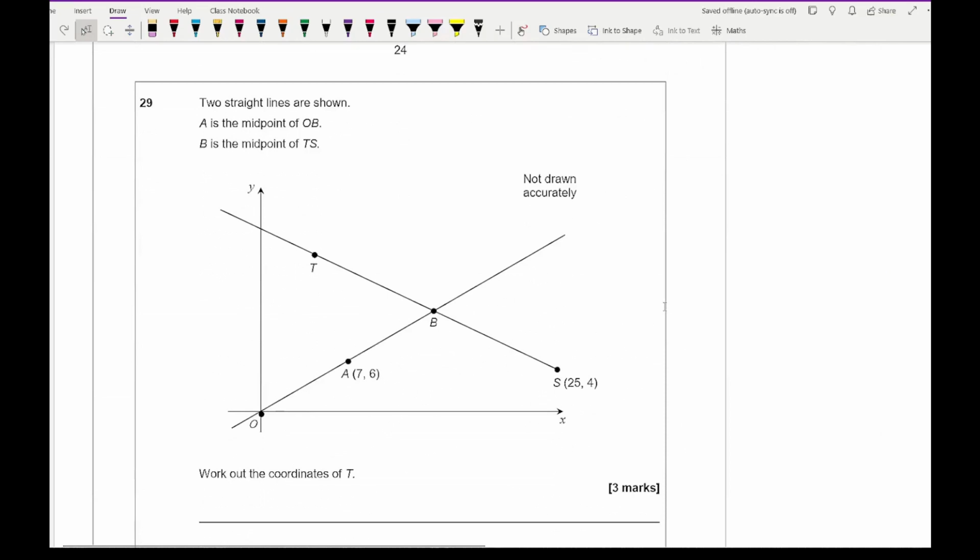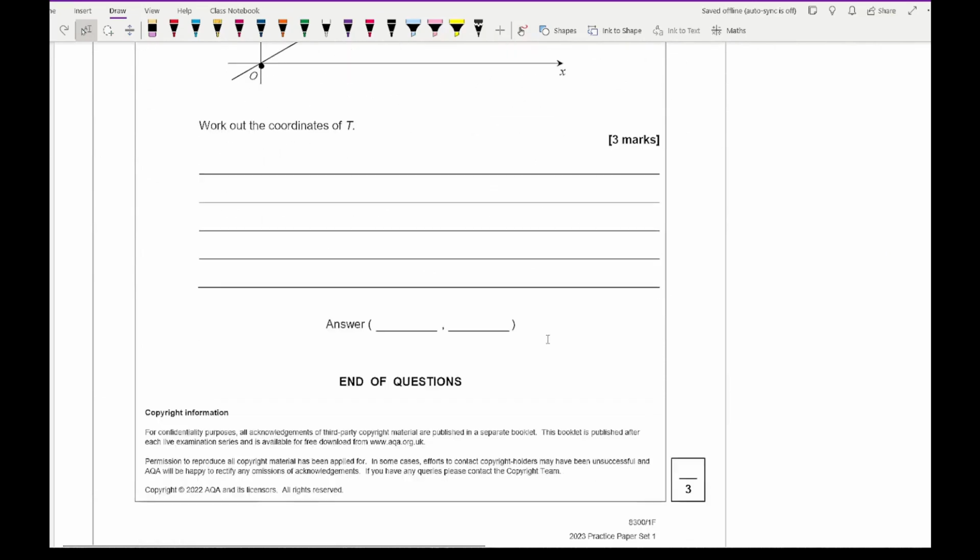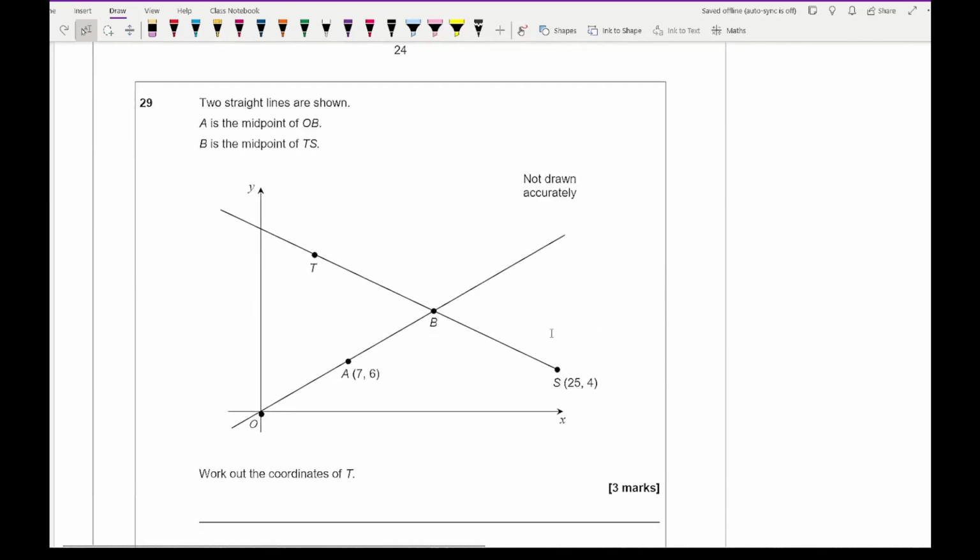Then moving on to question 29, which is our last question. It says that 2 straight lines are shown. A is the midpoint of OB and B is the midpoint of TS. Work out the coordinates of T. So what we need to do first is label the coordinates, so this is going to be at 6, this is at 7, this here is at 25, and that is at 4.